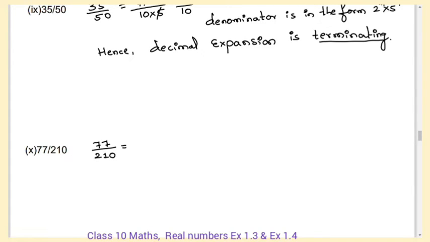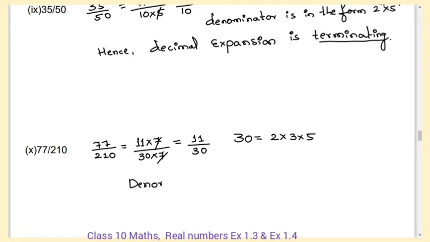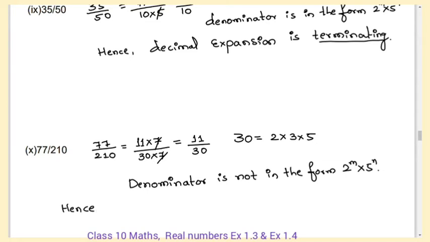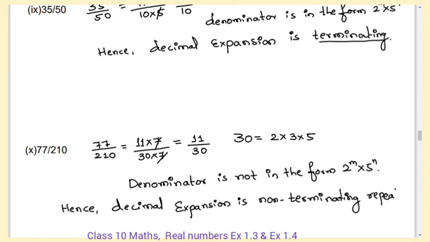Last question. 77 by 210. So 77 can be written as 11 into 7 divided by 30 into 7. The 7 gets cancelled. We have 11 by 30. The denominator 30 can be written in the form of 2 into 3 into 5. Here the denominator is not in the form 2 raised to m into 5 raised to n. Hence the decimal expansion is what? Here it is non-terminating repeating.